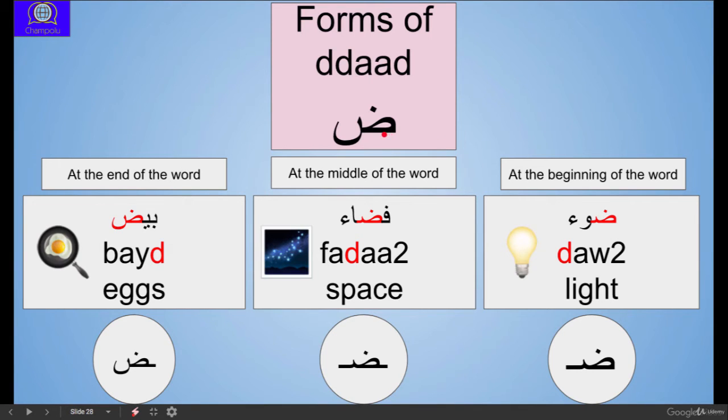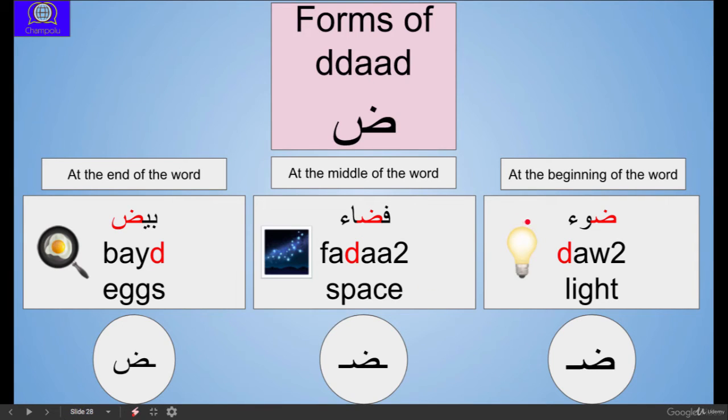So you also find that it follows very similar patterns that we have seen for the letter Sad, except that it has a dot on top of it. And so this is the separate form of the letter Dad, and this is the initial form, this is the medial form, and this is the final form.